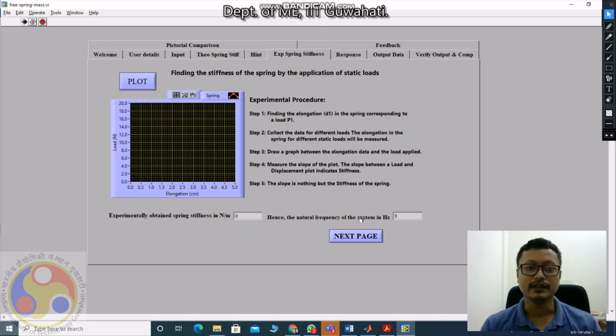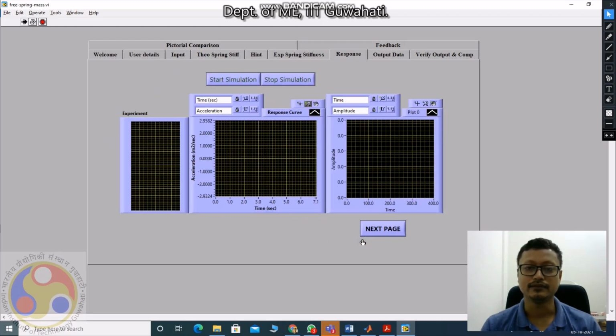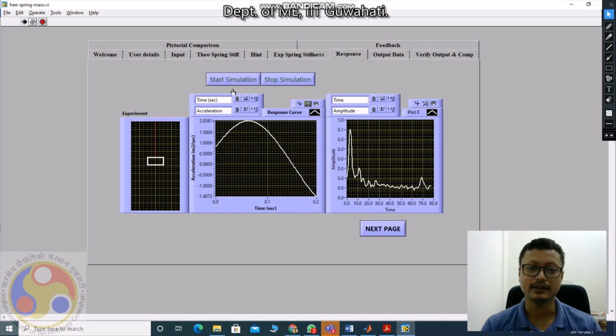Now go to the next page. If you click plot, you can get the load versus elongation line. Up to the elastic limit it will be a straight line. If you cross the elastic limit, after the yield point your spring will be deformed. So this is the safe region, within the elastic limit. Now you can see these are the parameters, and you can obtain the stiffness and the frequency from here.